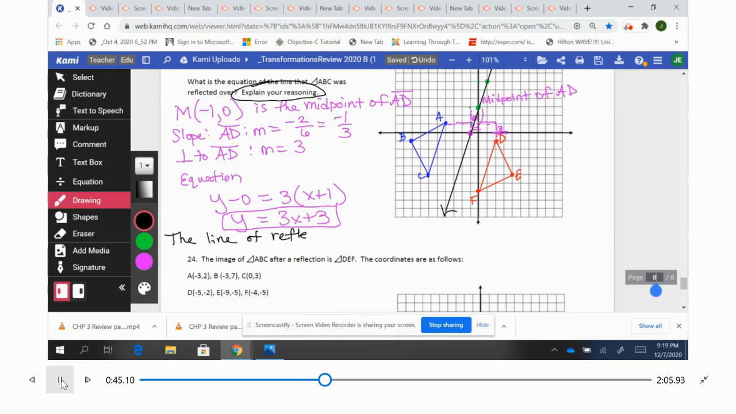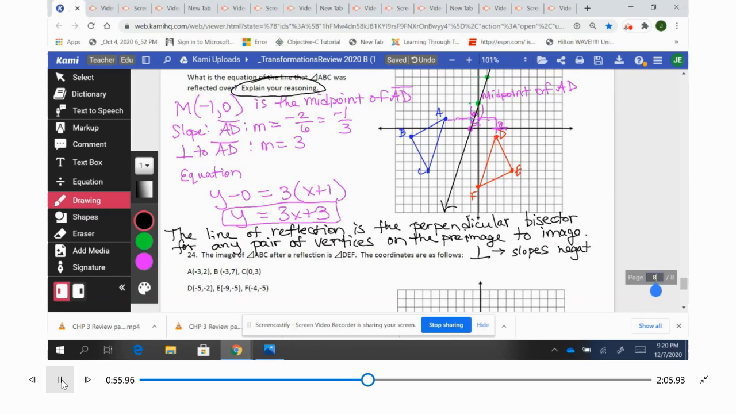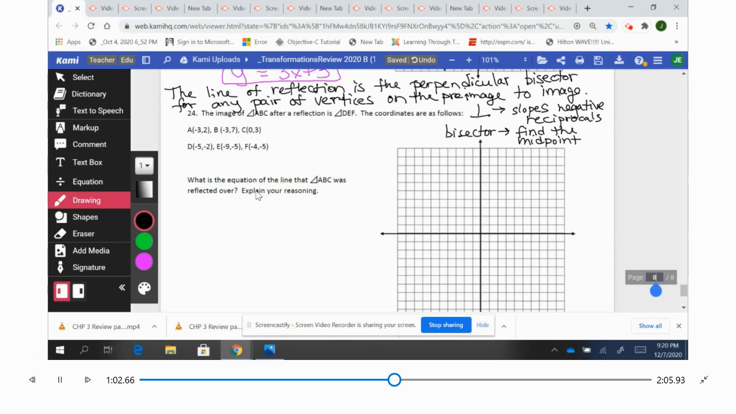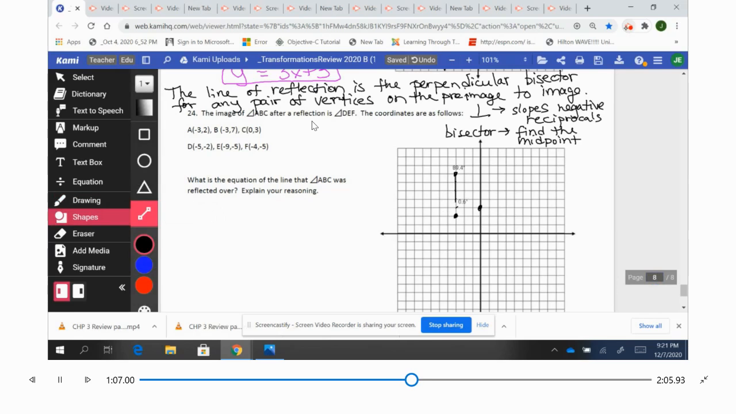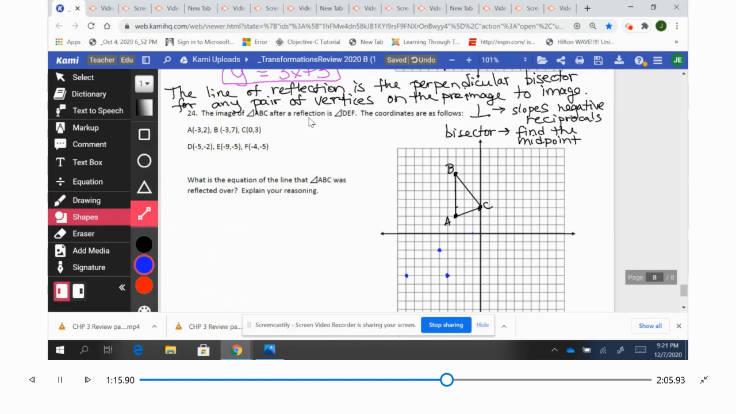Okay, so now for 20, I have to explain my reasoning. The line of reflection is the perpendicular bisector for any image, pre-image pair. Perpendicular slopes are negative reciprocals. Bisector, you can find the midpoint. I'm going to repeat the same process on the second one. It's going to be the exact same concept, just more practice at writing the equation for a perpendicular bisector.